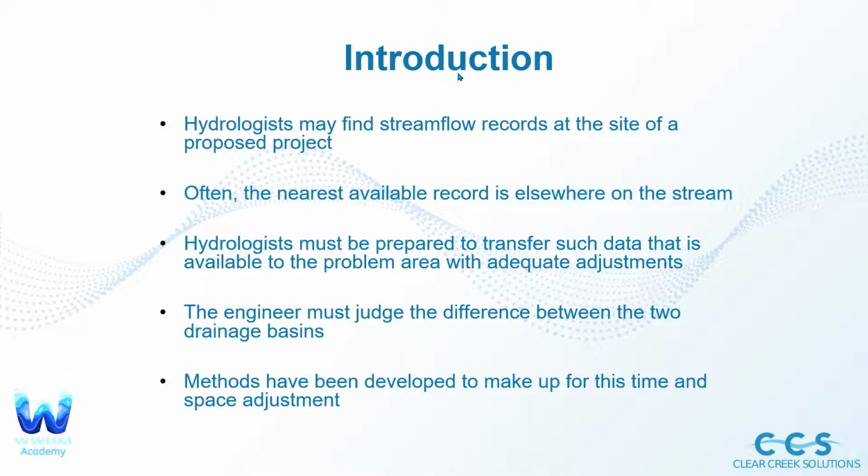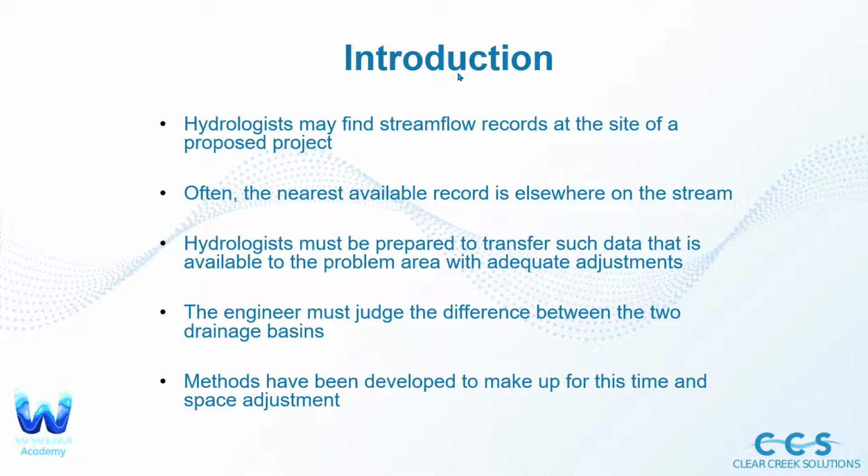So we'll start off with an introduction here. Hydrologists may find stream flow records at the site of a proposed project. So let's say we had a proposed project location. Acquiring those stream flow records is going to be very important at the project site, and often the nearest available record is elsewhere on the stream. Hydrologists must be prepared to transfer this data to the problem area with adequate adjustments.